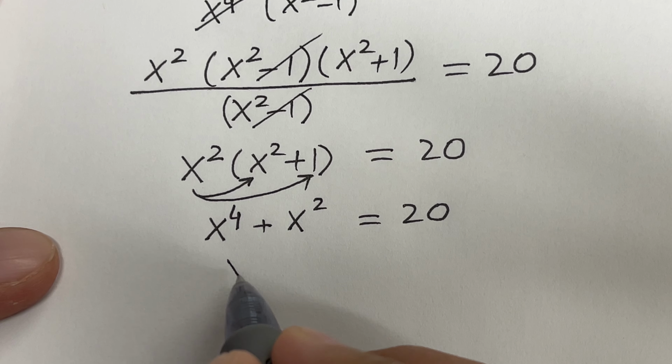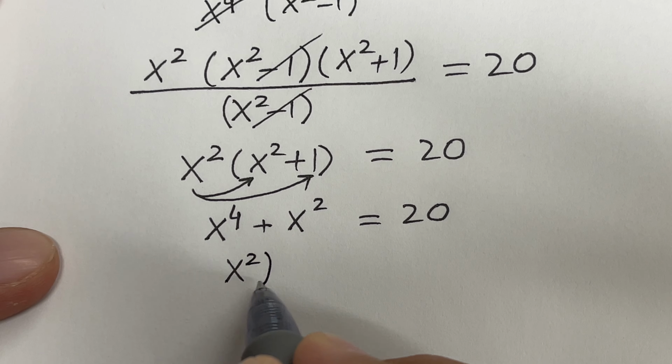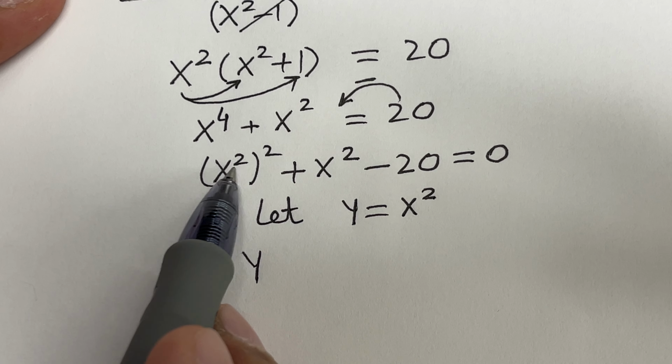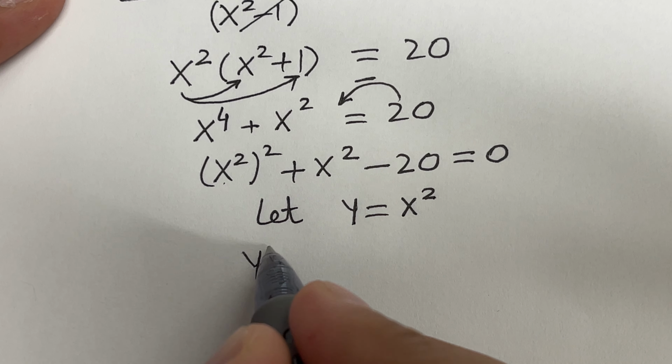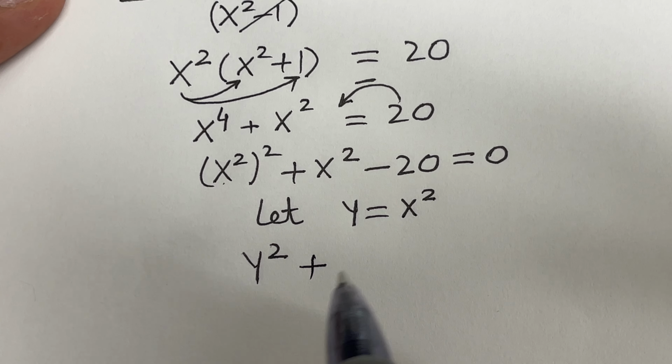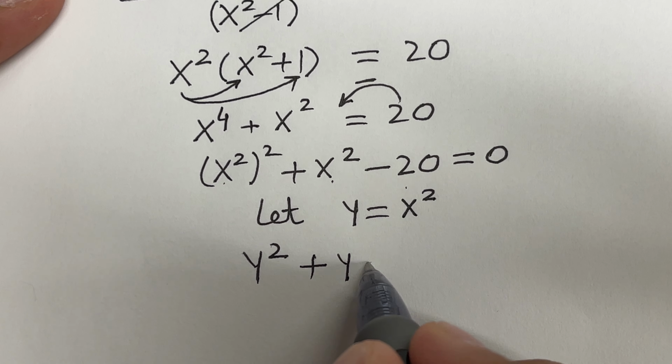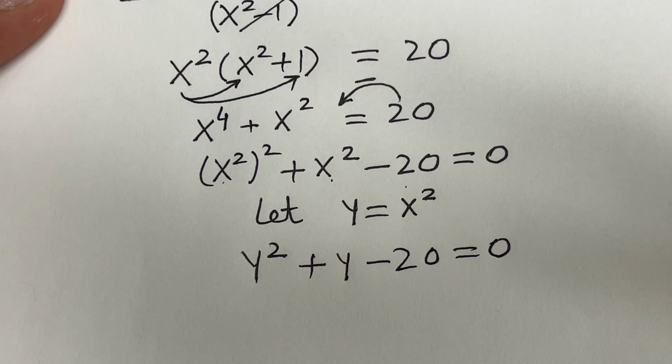I can write x to the 4 as x square raised to the power 2, and then I have x square, and the right hand side, I can move this 20 to the left hand side, then we will have minus 20 equal to 0. Okay, let's use this substitution now, y equal to x square. Then we are replacing x square by y, but we have another square on top of it, so this guy will be y square plus this guy will be y, and this is minus 20 equal to 0.